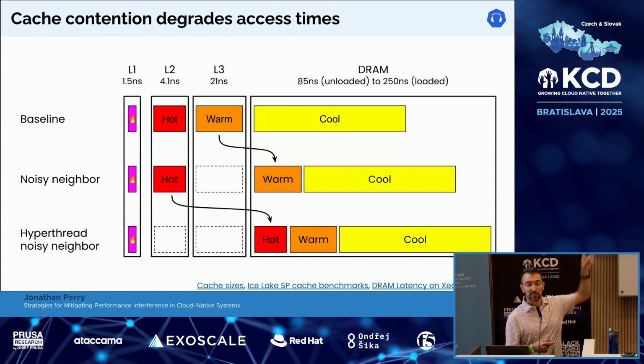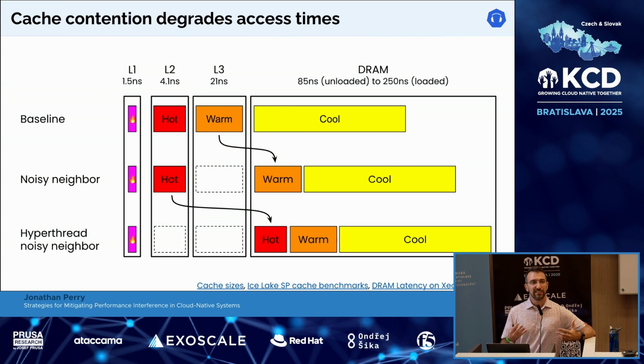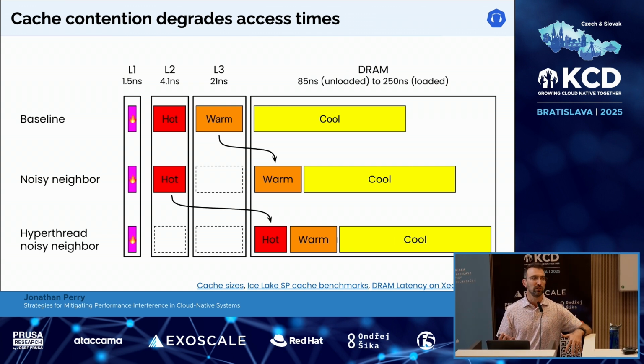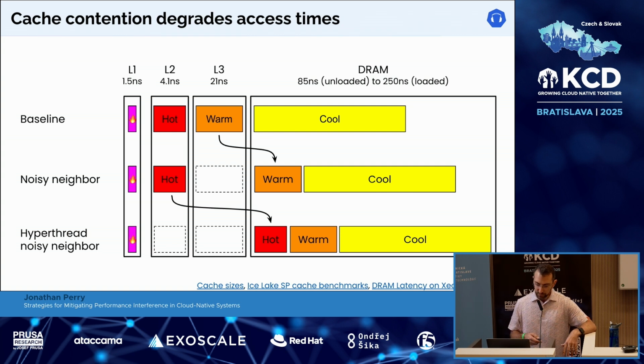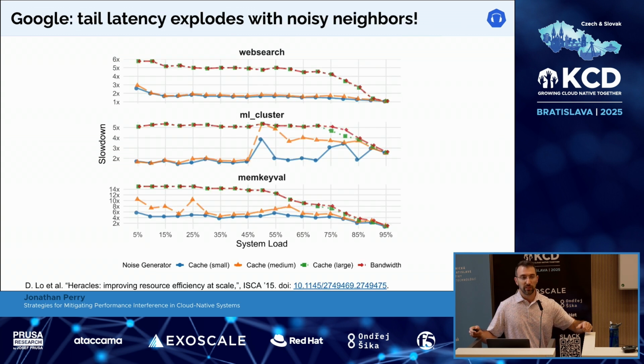The L2 cache, you can see the numbers on the top here. L2 cache is around 4 nanoseconds, whereas DRAM can be up to 250 nanoseconds. So, 50 times or more latency to access memory. So in theory, our applications would run a lot slower in the face of noisy neighbors. So does this have implications in practice as well? It turns out there are.